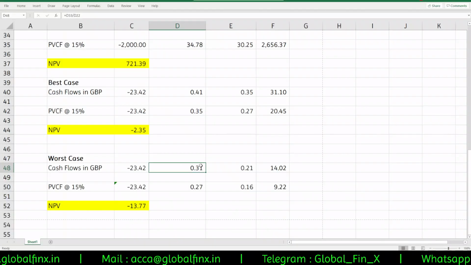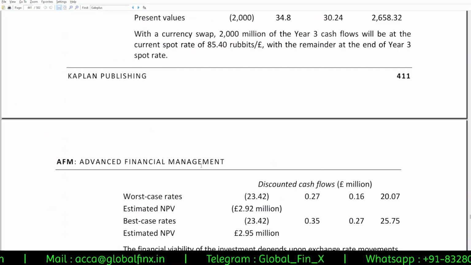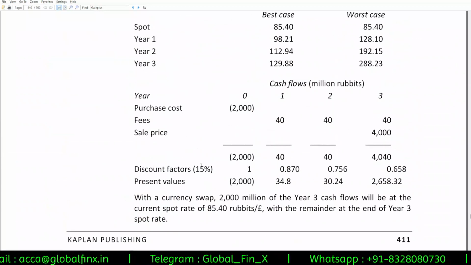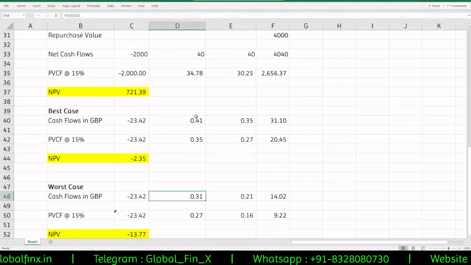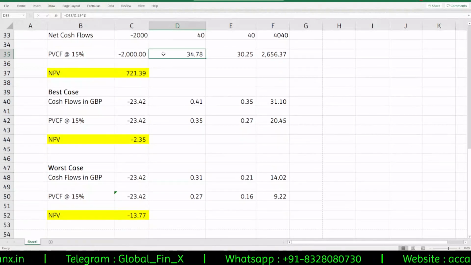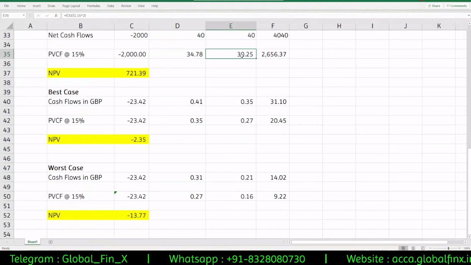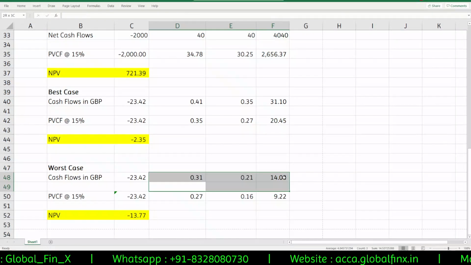Oh, okay, cool. So the thing is, they are just taking the discounting factor rounded off at 3 decimals, whereas I'm directly using this divided by 1.15 whole power 1, whole power 2, whole power 3. So I'm not rounding off my discount factor. Because of that, some decimals might not match.